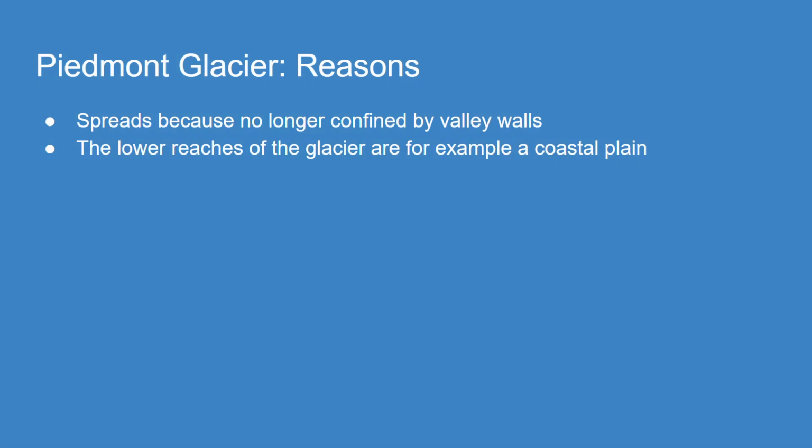So the reason is that it spreads because it is no longer confined by valley walls. And the lower reaches of the glacier are a coastal plain where this could happen.